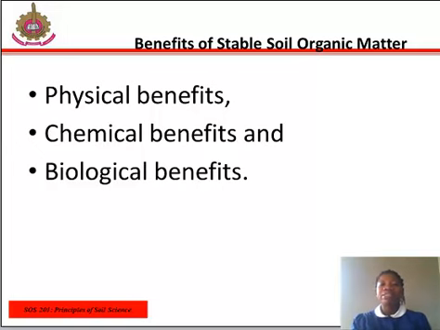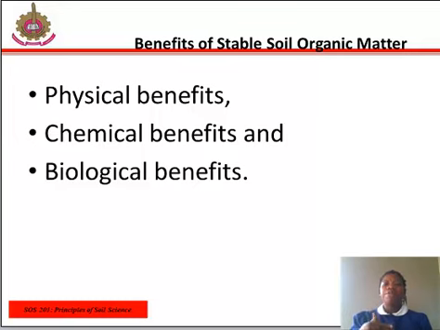For chemical benefits, it increases the soil's CEC, or its ability to hold on to and supply over time essential nutrients such as calcium, magnesium, and potassium. Secondly, it helps to improve the ability of the soil to resist pH change. This is also known as buffering capacity. And thirdly, it helps to accelerate the decomposition of soil minerals over time, making the nutrients in the minerals available for plant uptake.